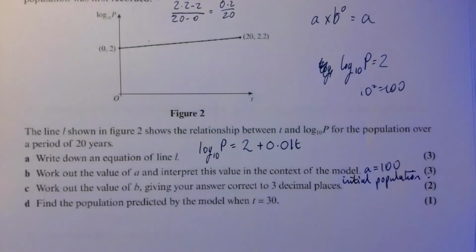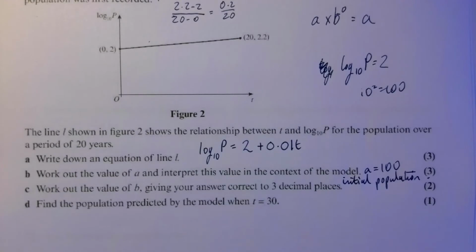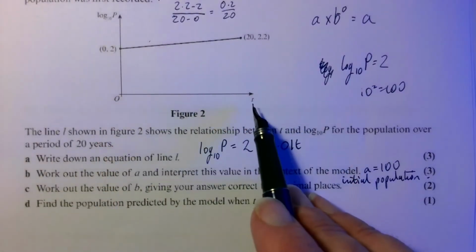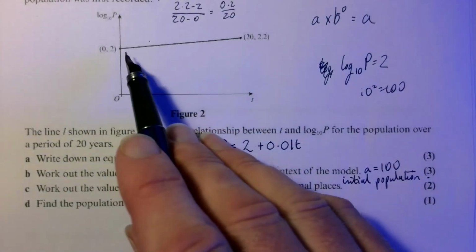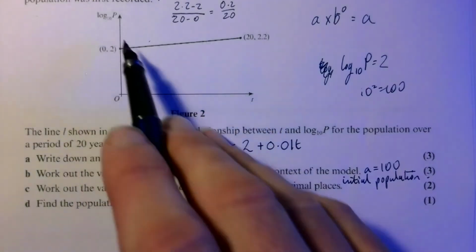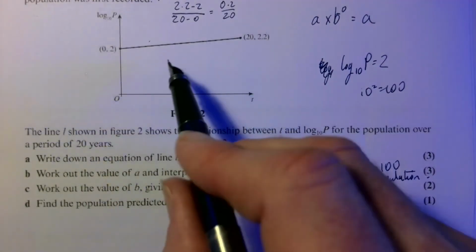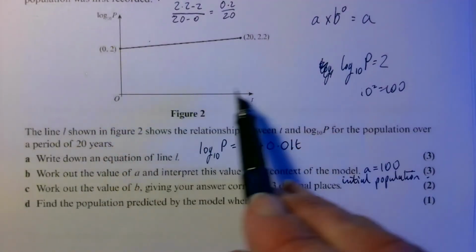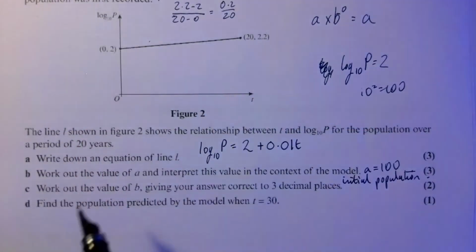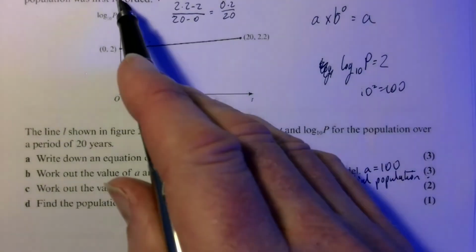Finding b. Now, this is something that you may have forgotten about logging. If you plot log against t as time, then the gradient is here. It's different if it's a log plotted against a log, but don't worry. If it's a log plotted against a log, then you just get your normal gradient there. But when it's a log against t, the gradient is going to be log b.